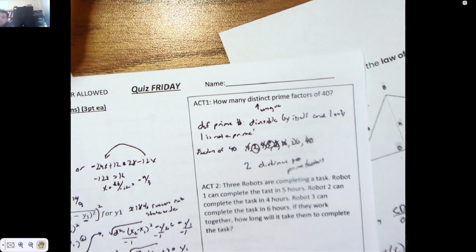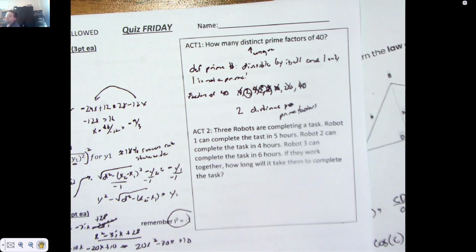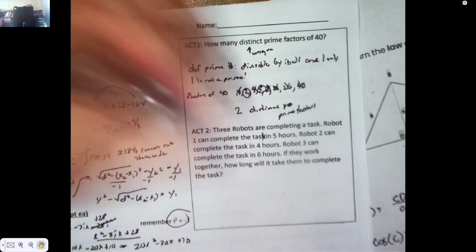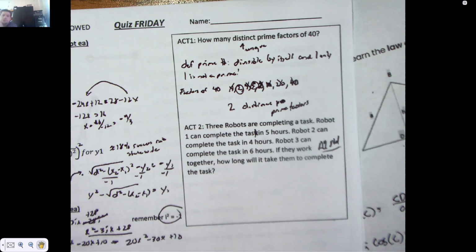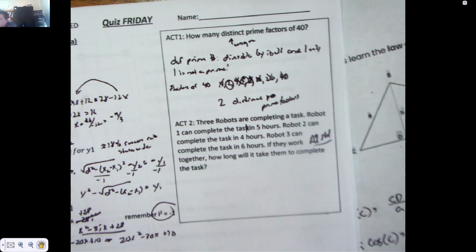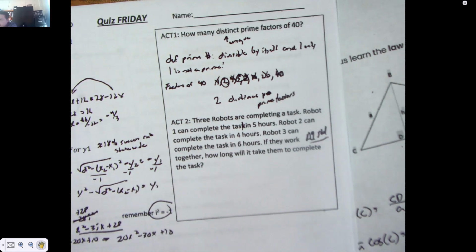2 distinct prime factors. Let's see, 3 robots are completing a task. Robot 1 can complete the task in 5 hours. Robot 2 can complete it in 4. Robot 3 can complete the task in 6. If they work together, how long will it take them to complete the task? This is supposed to be an Algebra 1 standard. It's not Algebra 2. And there's a formula in Algebra 1.